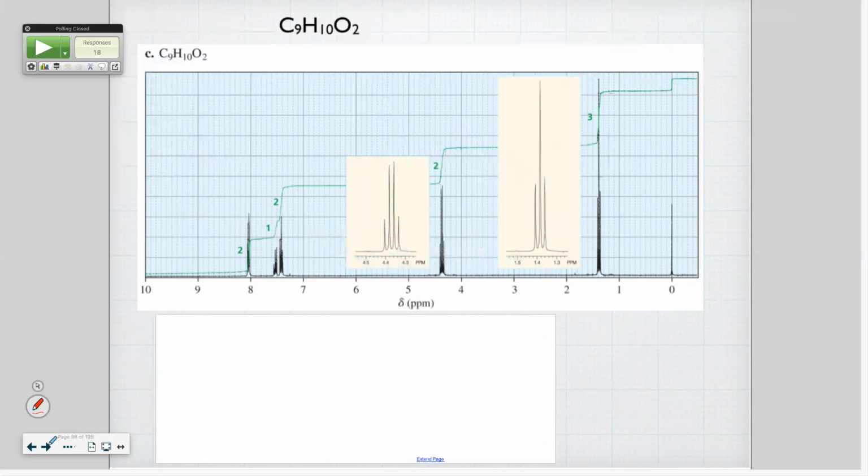Okay, any exciting things out of this one? What are you thinking? Bob? Okay, so you look at this one, we got C9H10O2. So what can you tell me? Anything about the structure?